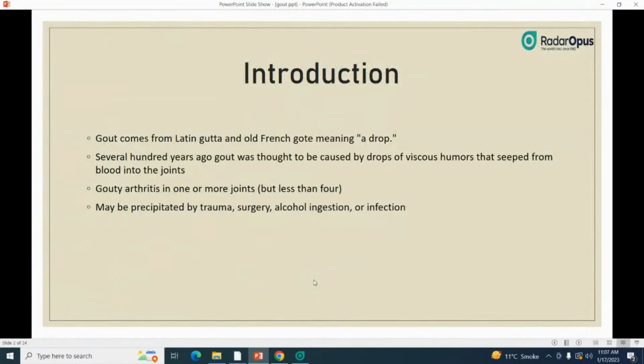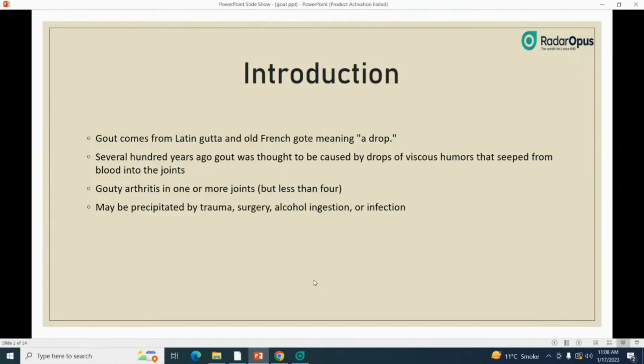Gout comes from the Latin word gutta, Old French word gout, meaning a drop. Several hundred years ago, gout was thought to be caused by drops of viscous humor that seeped from the blood into the joints. Gouty arthritis involves one or more joints, but less than four. It may be precipitated by trauma, surgery, alcohol ingestion, and infection.